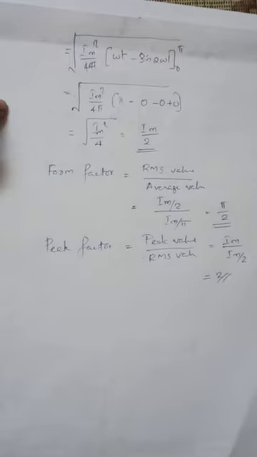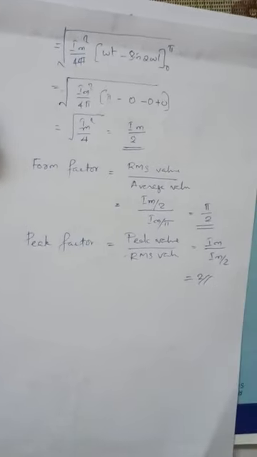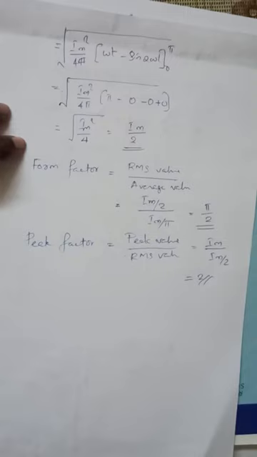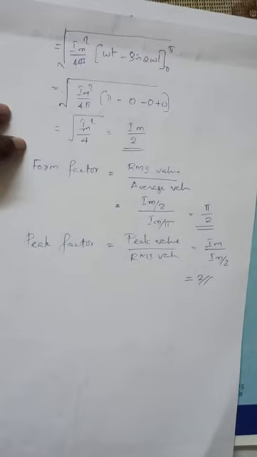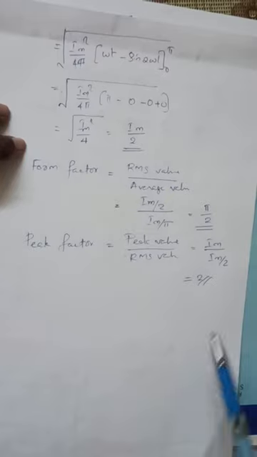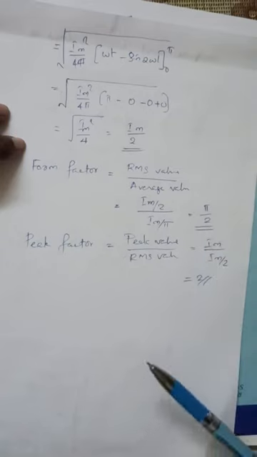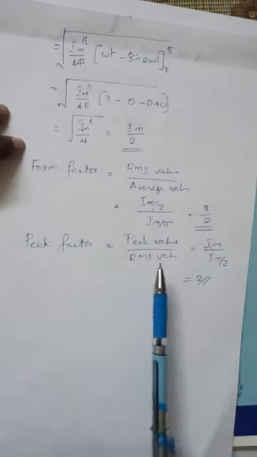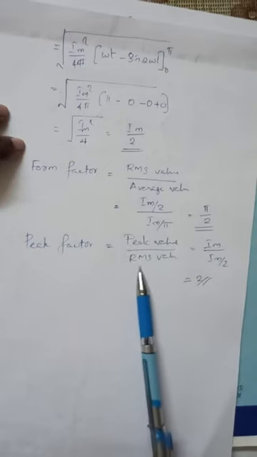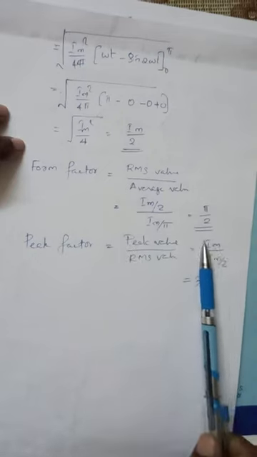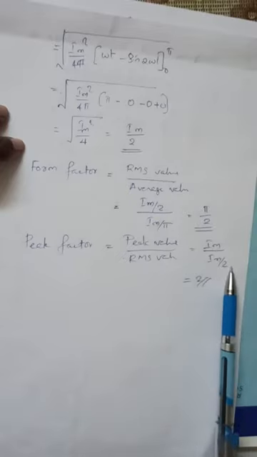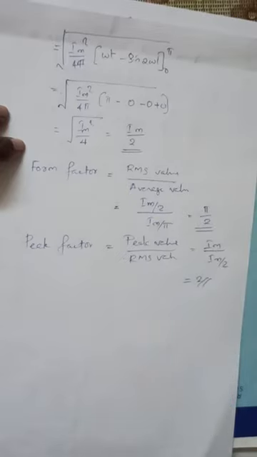Now we can calculate form factor and peak factor for this waveform. Form factor we have discussed as RMS value divided by average value. RMS value we found as Im by 2 for the rectified sinusoidal waveform, and the average value is equal to Im by pi. So form factor is equal to Im by 2 divided by Im by pi, which is equal to pi by 2. Now coming to peak factor. Peak factor is equal to peak value or maximum value divided by RMS value. Peak value is Im and RMS value is Im by 2. So peak factor is equal to 2.